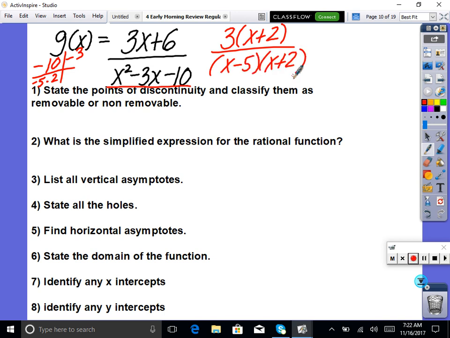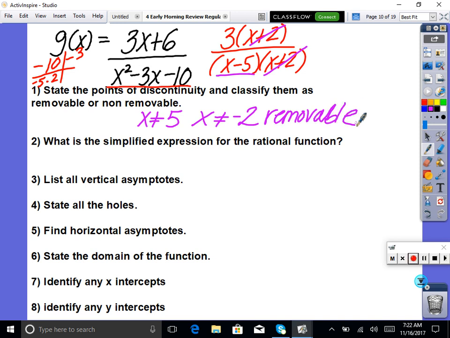Okay, let's say our discontinuities. X cannot be 5, x cannot be negative 2. These divide out, don't they? So that would make it a removable discontinuity. Does everybody understand? Now, this did not divide out. You didn't remove it out of the equation. Non-removable. If I said to you, what is a removable discontinuity and not removable? One's a hole, one's a vertical asymptote. Exactly.